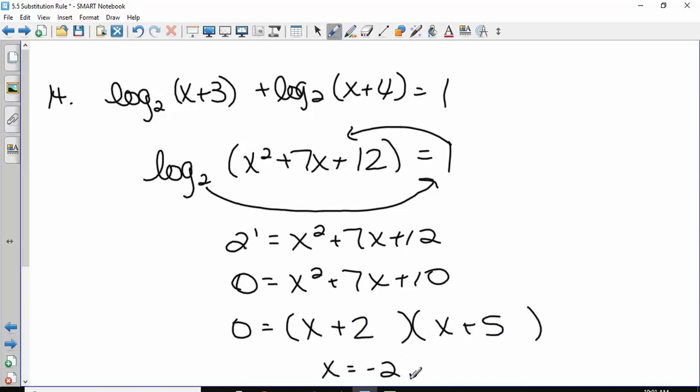Set those equal to 0 and we get negative 2 and negative 5. Negative 2 plus 3 is positive, negative 2 plus 4 is positive, so that's good. But negative 5 is not. So negative 2 is the only answer here.